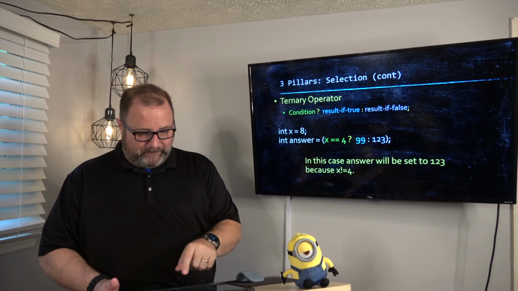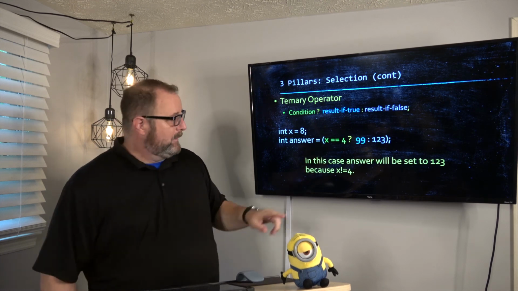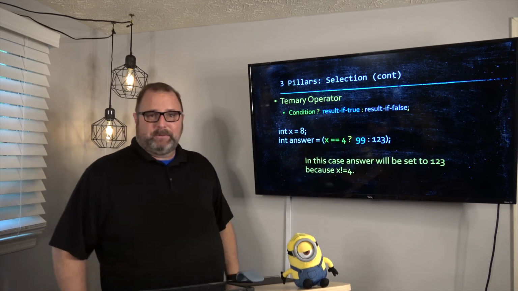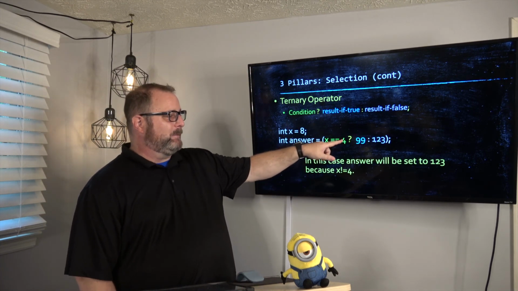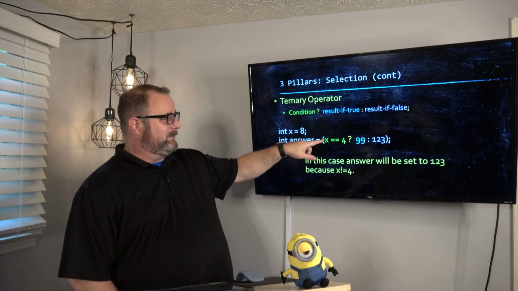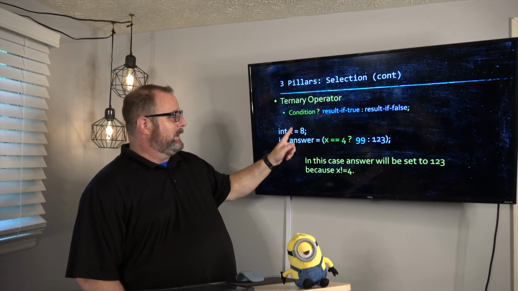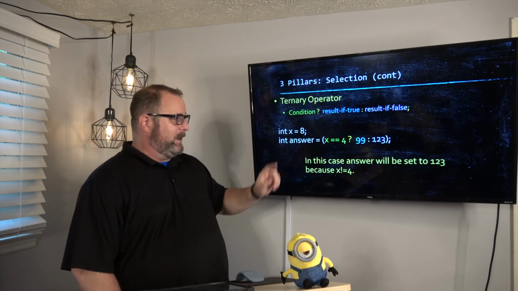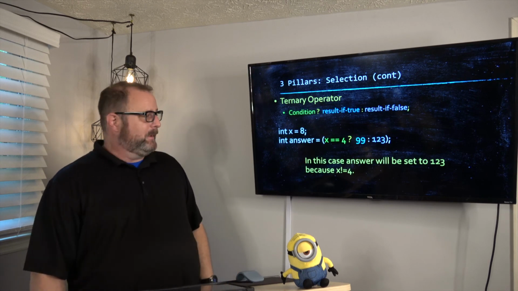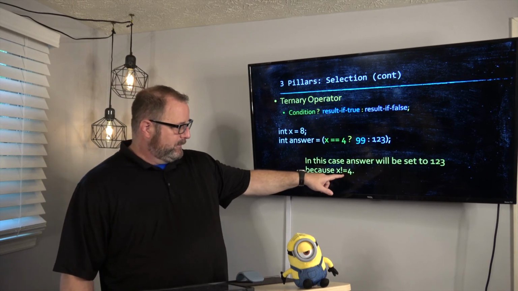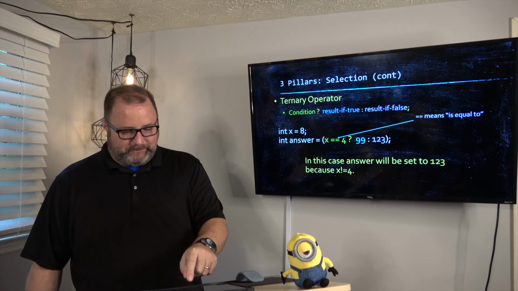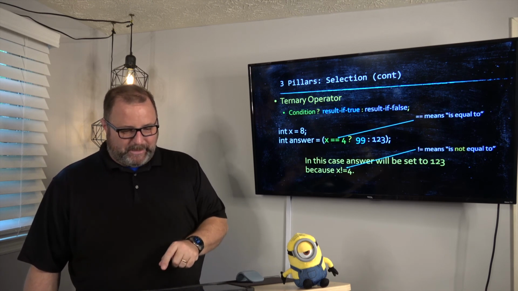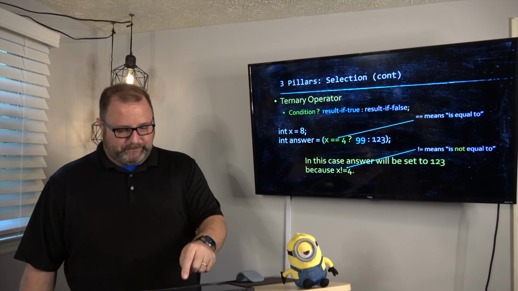All right, so 123 because x is, bang equals means not equals. So if I had said x bang equals 4, I would have said, is x not equal to 4? And the answer would have been true, so then 99 would have gone in. So bang equals means not equals. And I think I even highlight these. Equals equals means equal to, and bang equals means is not equal to.